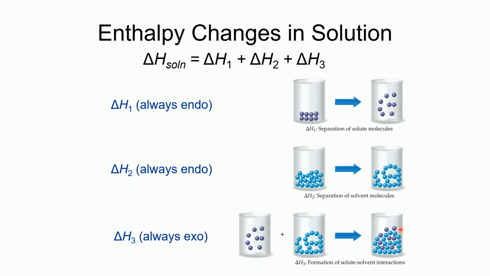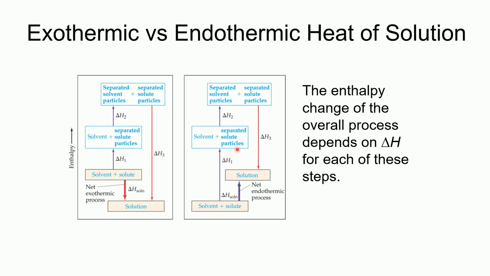If delta H1 and delta H2 are bigger than delta H3, then we're going to get an endothermic process. If delta H1 and delta H2 are smaller than the magnitude of delta H3, we're going to get an exothermic process. Here's what that looks like over on the left. We've got the exothermic process where delta H1 and delta H2 are smaller than the magnitude of delta H3. Since that new interaction is stronger, we get an exothermic process.